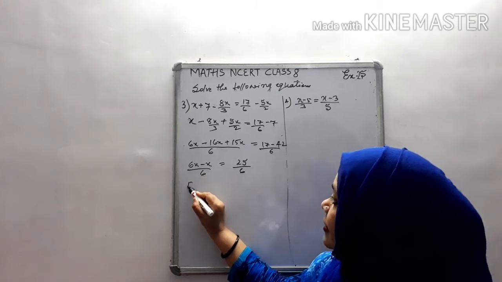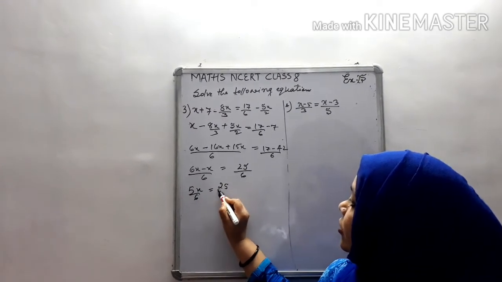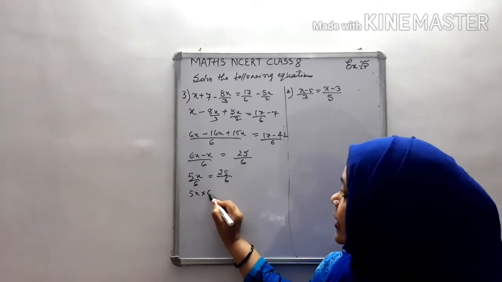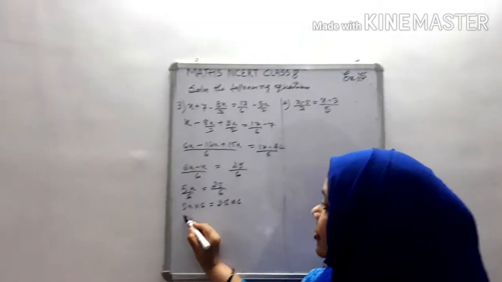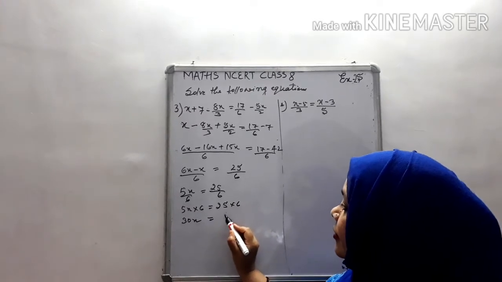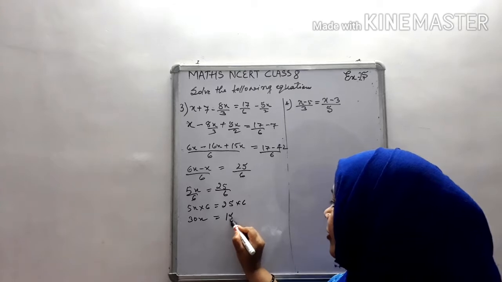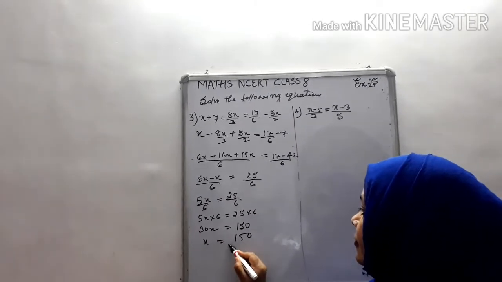Here 5x. 5x by 6 is equal to 25 by 6. Now cross multiplication. 5x into 6 and 25 into 6. So 5 6s are 30, 30x and 25 6s are 150. Okay, so x is equal to 150 by 30.